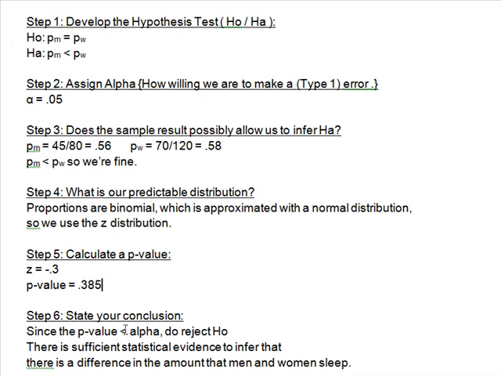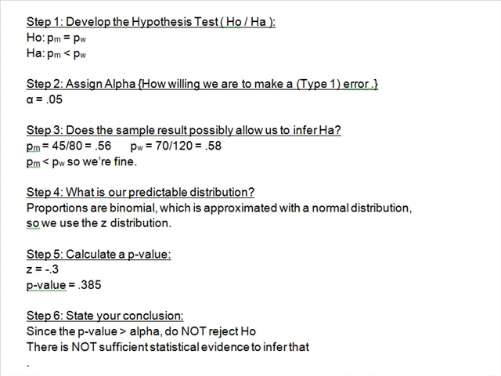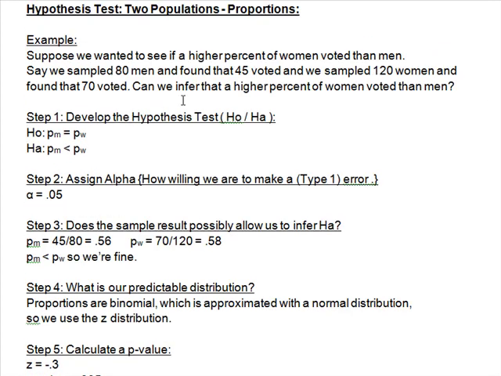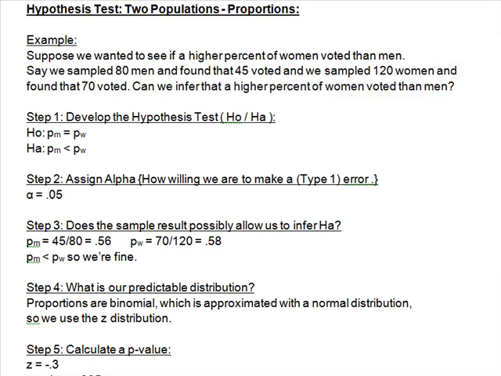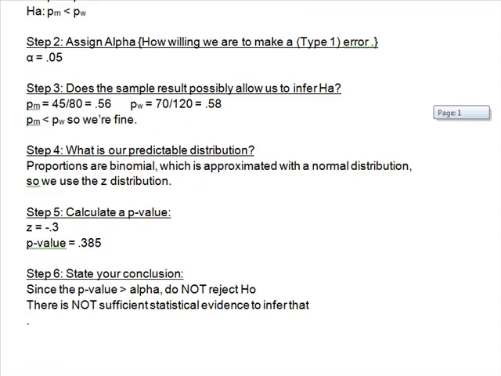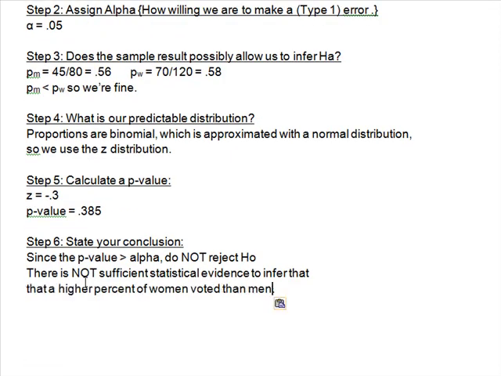So since the p-value is greater than alpha, we do not reject H0, and there is not sufficient statistical evidence to infer what, right? Can we infer that a higher percent of women voted than men? We can't. So there is not sufficient statistical evidence to infer that a higher percent of women voted than men.